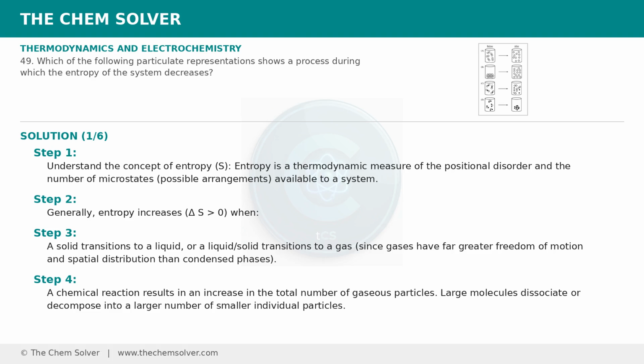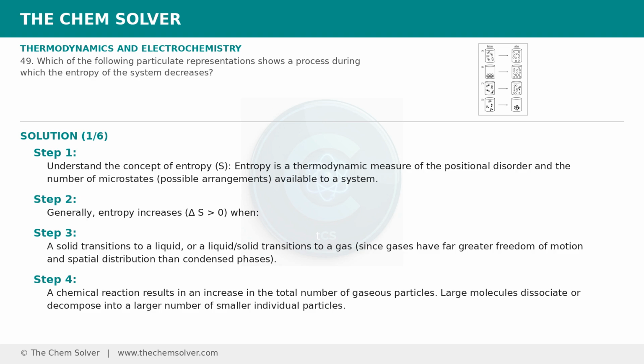Understand the concept of entropy. Entropy is a thermodynamic measure of the positional disorder and the number of microstates, possible arrangements, available to a system. Generally, entropy increases, delta S greater than zero, when a solid transitions to a liquid or a liquid/solid transitions to a gas, since gases have far greater freedom of motion and spatial distribution than condensed phases.